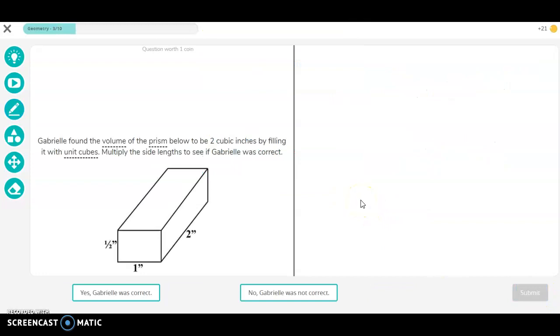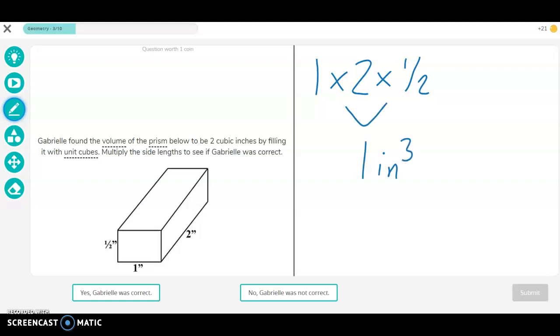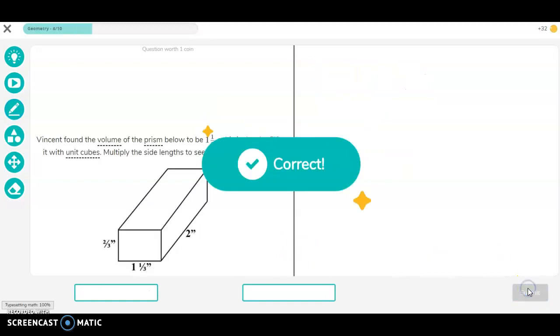All right, Gabrielle found the volume of the prism below to be 2 cubic inches by filling it with unit cubes. So multiply the side lengths to see if she was correct. She said that she had 2 cubic inches by filling with unit cubes, whereas here, we're going to try to multiply and see if that's correct. So we're going to do length, which is 1, times width, which is 2, and height, which is 1/2. So you're going to multiply those. Use your phone, friends, or your computer calculator. It's just going to be a lot easier. 2 times 0.5, which is 1. So we get 1 cubic inch. So that is not the same as 2 cubic inches. So no, she was not correct.